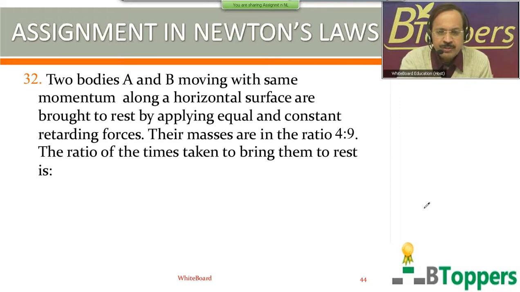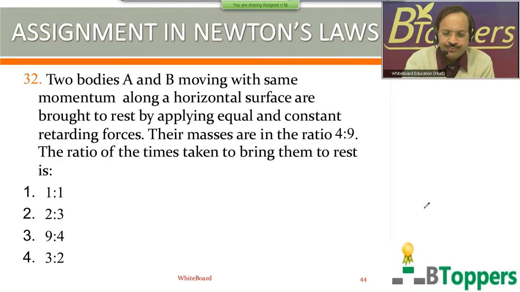Two bodies A and B moving with the same momentum along a horizontal surface are brought to rest by applying equal and constant retarding forces. Their masses are in the ratio 4:9. The ratio of the times taken to bring them to rest is. You are given four options. The forces are constant here. If the external force on the body is constant, then the instantaneous force on the body at any instant during retarded motion can be taken as equal to the average force.